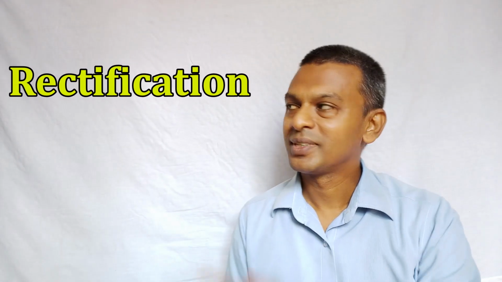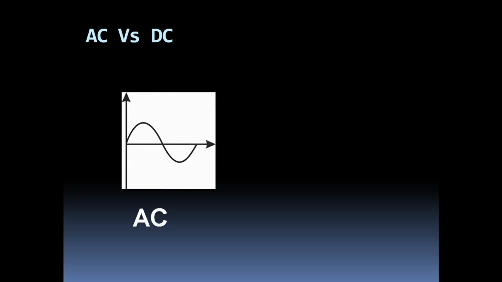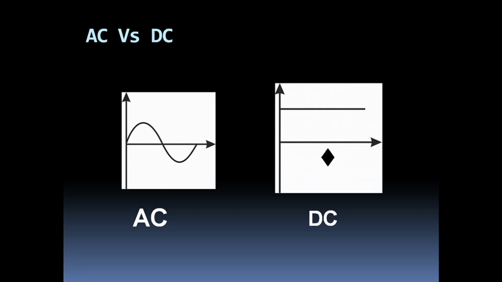Everyone, now we are going to talk about rectification. We have two types of currents: AC alternating current and DC direct current.